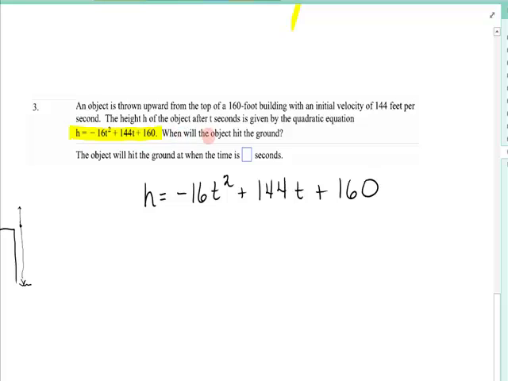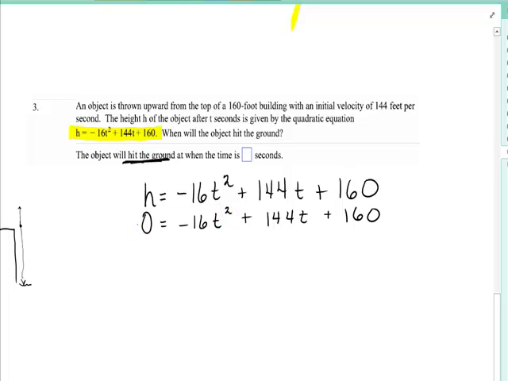It says, when will the object hit the ground? Now, h is its height. Its height starts at 160. It increases. Then the height begins to decrease. What is the height when it hits the ground? The height is 0 when it hits the ground. That's very nice. I like that number 0, especially when I'm talking about a quadratic equation. This is a quadratic equation, and it's equal to 0.